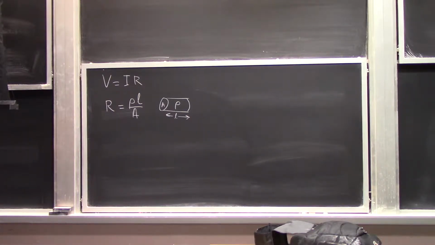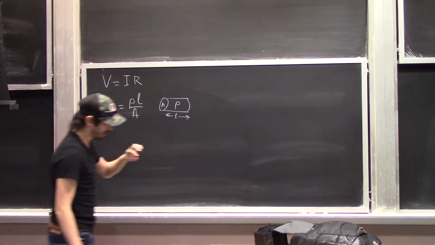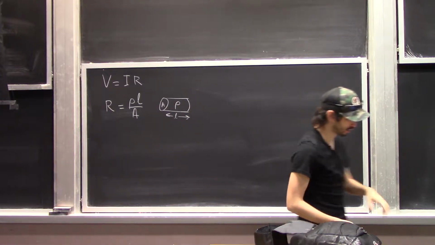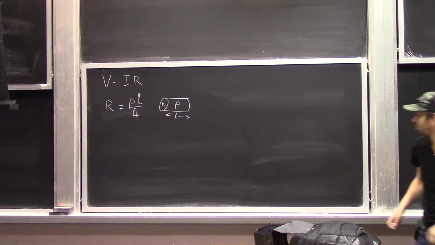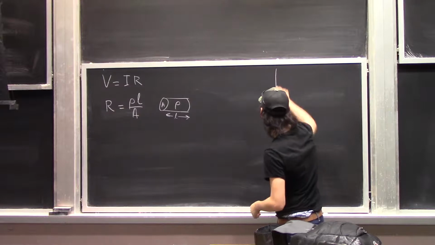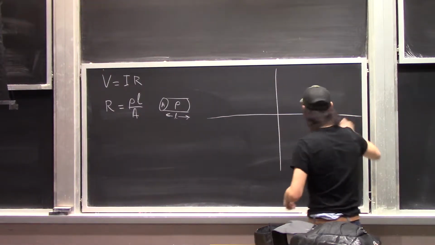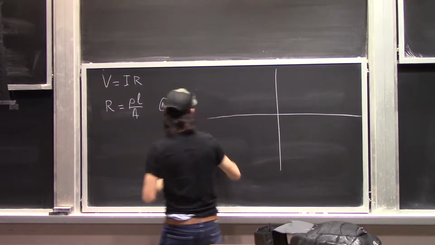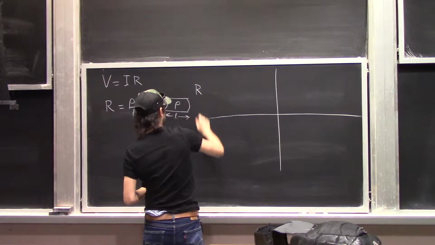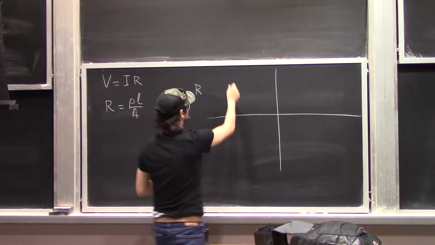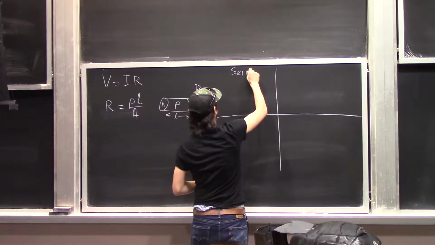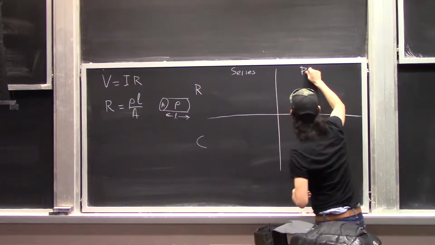Now, when we want to talk about how we can add capacitors and resistors in series and in parallel, we'll define those a little more later. But I'd like to lay out these equations in a chart. Here we can have the line for resistors, the line for capacitors, this is in series, and this is in parallel.